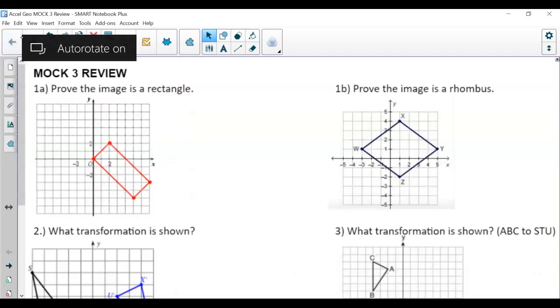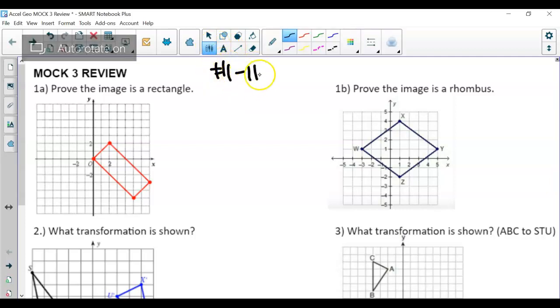In this video for the accelerated geometry Math 3 review, I am going over numbers 1 through 11. In another video, I'm going over numbers 12 through 23. So here, this is just starting with our quadrilaterals. I'm going to go ahead and also label to prove that this is a rectangle.